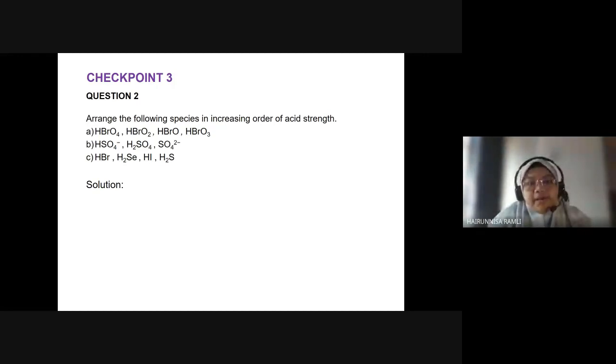Okay. Arrange the following species in increasing order of acid strength. Okay, maybe I can give you one minute. Cuba susun je. Dia nak acid strength means that from weak to strong acid lah. Cuba susun.